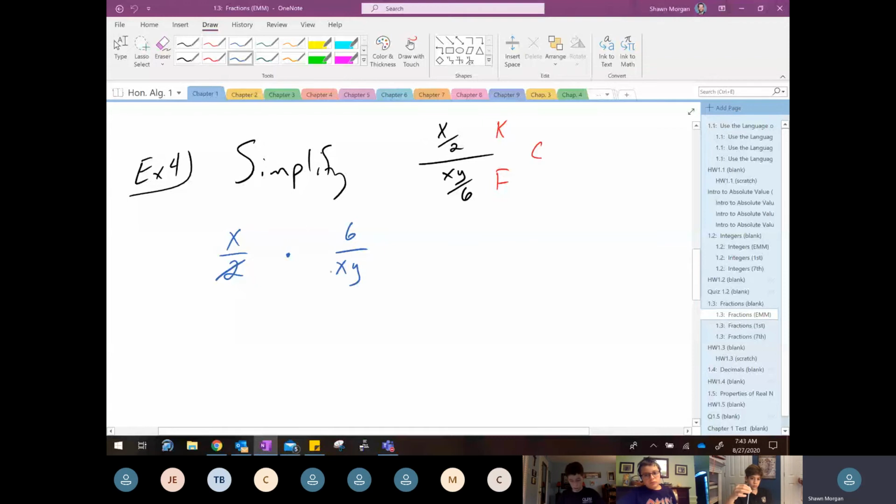2 goes into itself once. 2 goes into 6 thrice. Okay, let me throw it over to Joe Edwards. And Joe, what else got to cancel? You can cancel out the x and the x in xy.